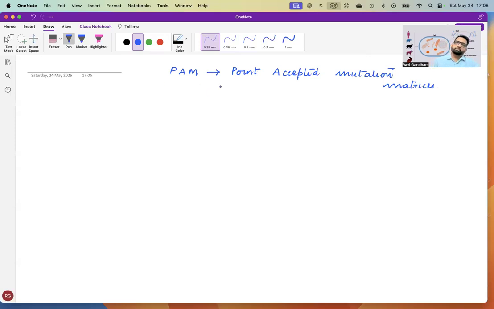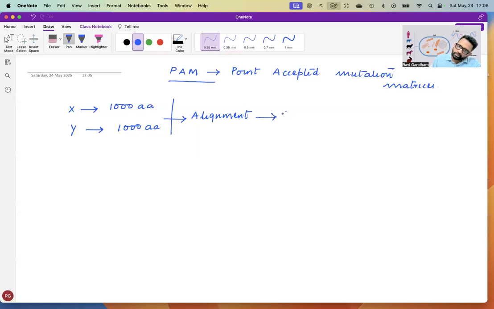Now, before getting into understanding this, let's start with an example. Let's say you have X and Y, each one of them having 1,000 amino acids, and your aim is to get the best possible alignment of these two sequences. For the best possible alignment, what do you do? Put this in a software.